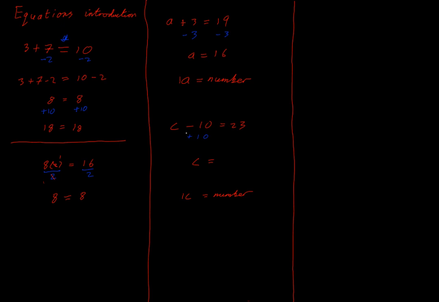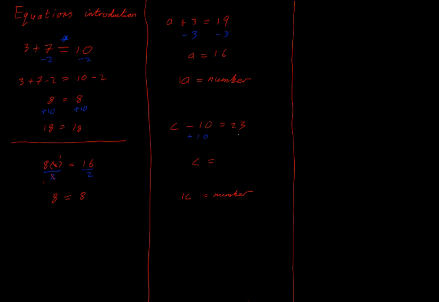So I'm happy. I have c by itself on the left hand side because I added 10, and that gets rid of my minus 10 there, because it adds up to 0. Minus 10 plus 10 is 0, and I'm just left with c.